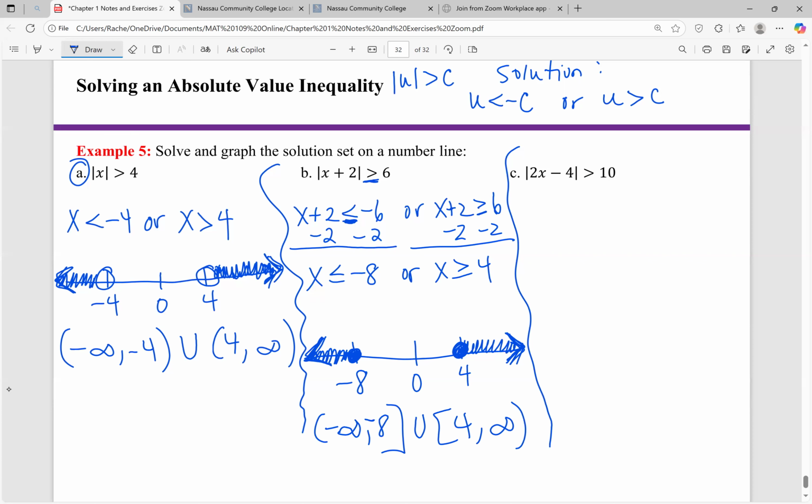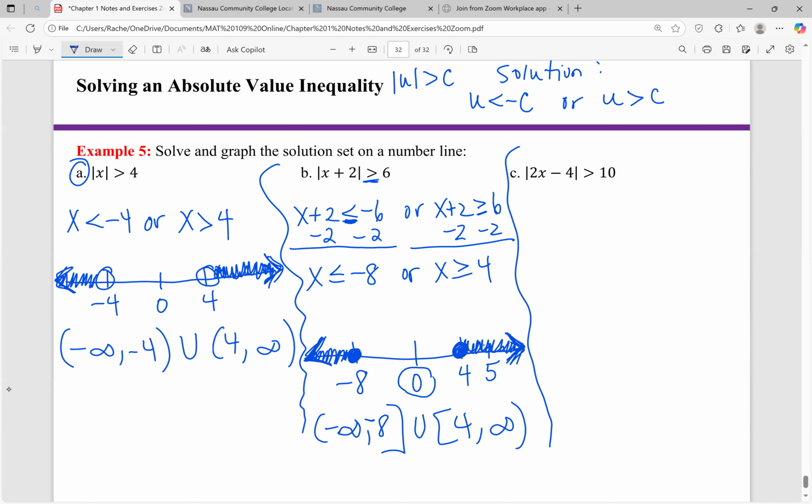And let me show you why this makes sense. Look, pick a number that falls within this interval for my solution set. 5, right? 5 is within this solution set. If I go to plug it into the original, I'm going to have the absolute value of 5 plus 2, which is 7, right? Is greater than or equal to 6.